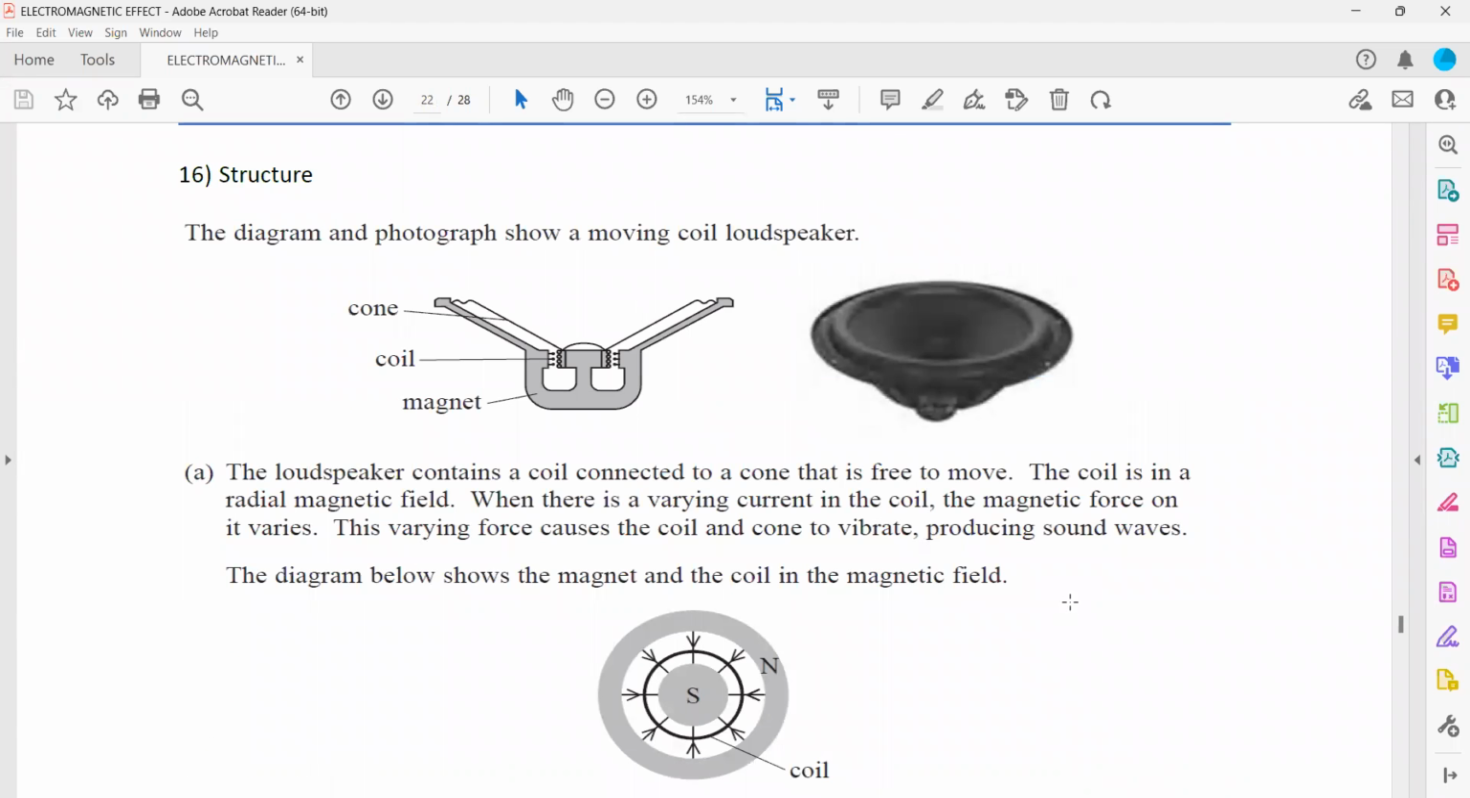Question 16: the diagram and the photograph show a moving coil loudspeaker. What happens? Fine thin wires are placed in a magnetic field, and there is an AC current. That AC current produces a magnetic field which interacts with the magnetic field of a permanent magnet, and the wire will experience a force continuously. The direction of the force changes as the current is AC, which causes a vibration in the wire, and that's how it produces sound.